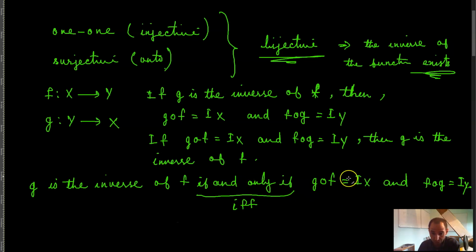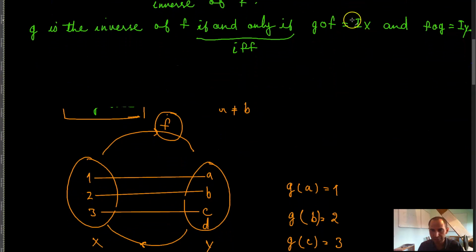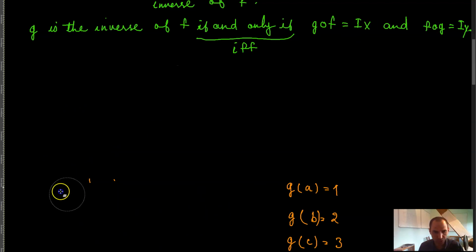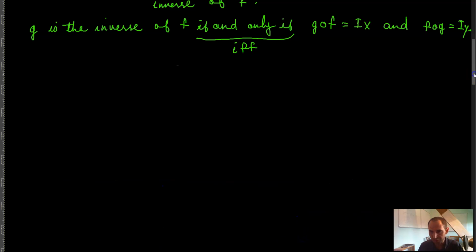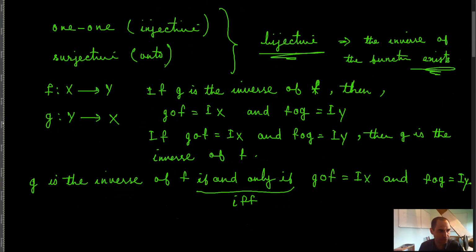And in case you're wondering what this means, g o f is equal to I of X, this is the identity function on the set X. The set X is nothing but the domain of f, as you can see over here. So when I write I of X, I mean the identity function on the set X.